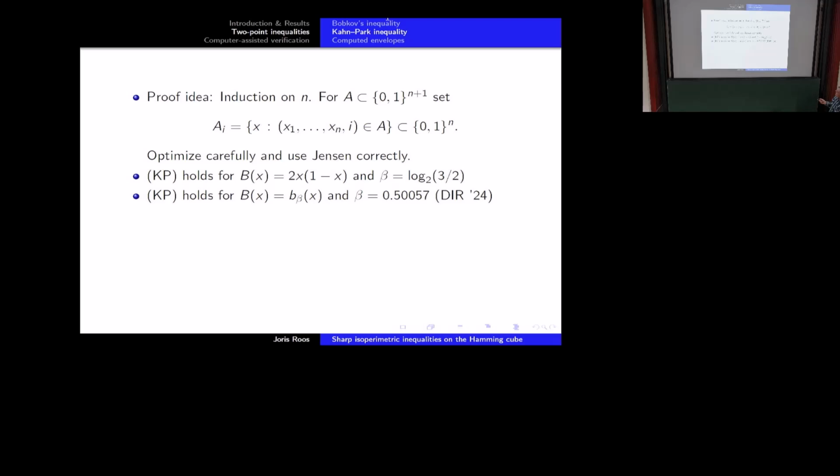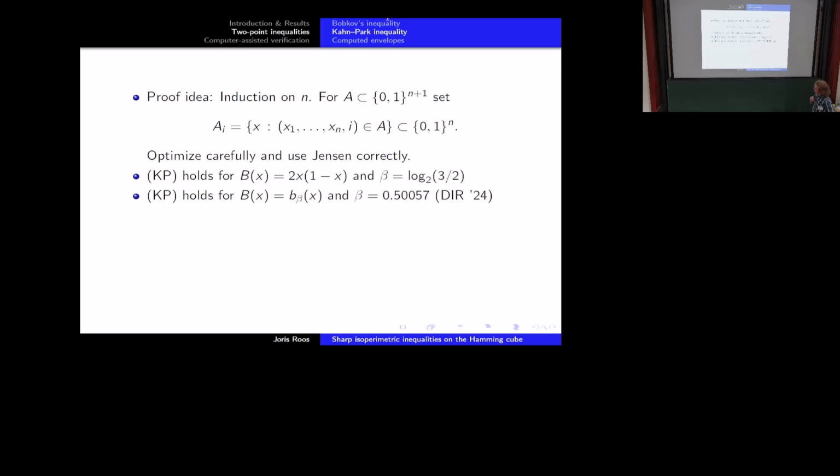We can test our favorite functions like 2x times 1 minus x. This is what Kahn and Park did in their original paper. This is like the first thing to try, and this worked, but it only worked not at the dream exponent of 1/2, but at this funny exponent, and this is short for that function. You cannot go below this. So this is how they got their sharp result at 1/2 and 1/4.